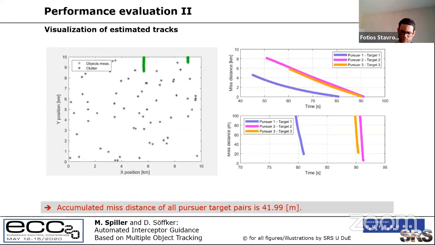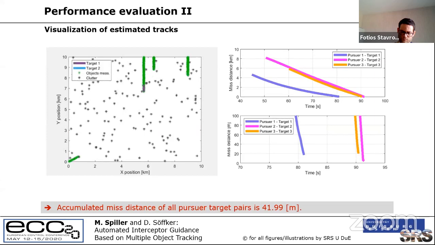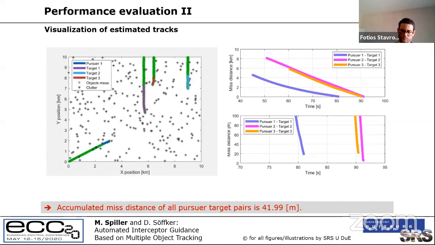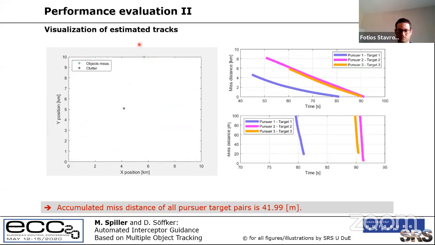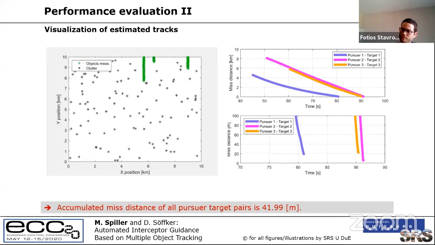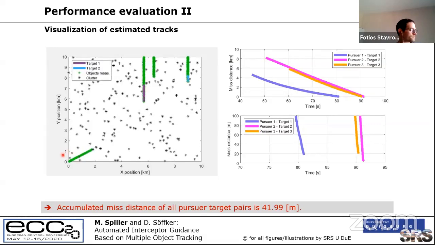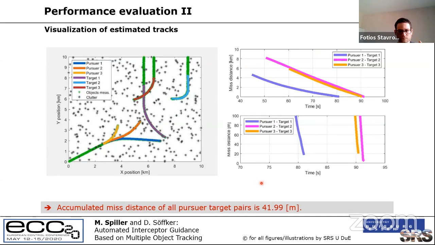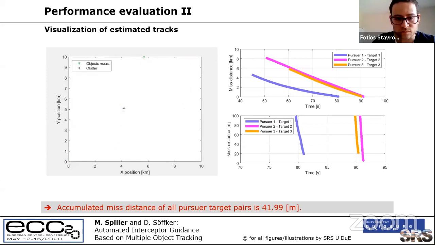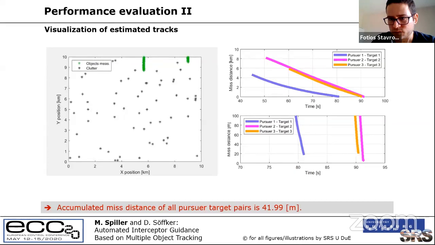In the video, the object-originated measurements are denoted by green dots and the clutter is denoted by black dots. The colored lines represent the detected tracks of the target interception system. The targets start in the upper right side of the figure, and it can be seen that each target is detected, and that for each target a pursuer is started which intercepts the target. On the right side, the miss distance of the target-pursuer pairs is visualized. The final miss distance over all target-pursuer pairs is approximately 42 meters.